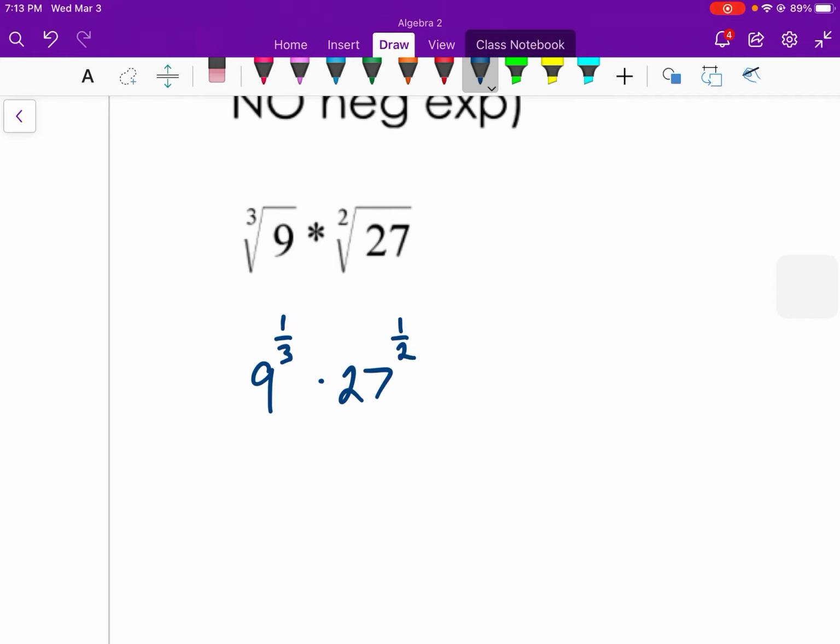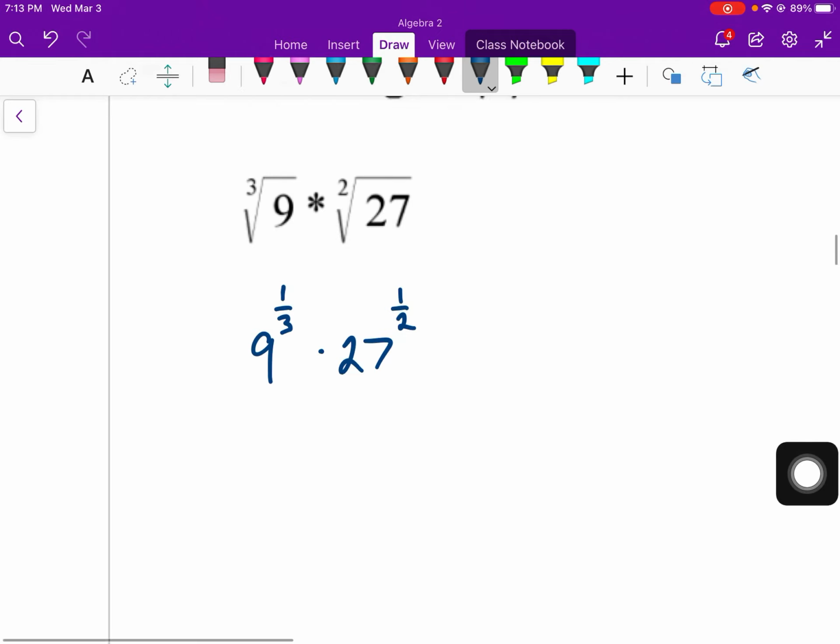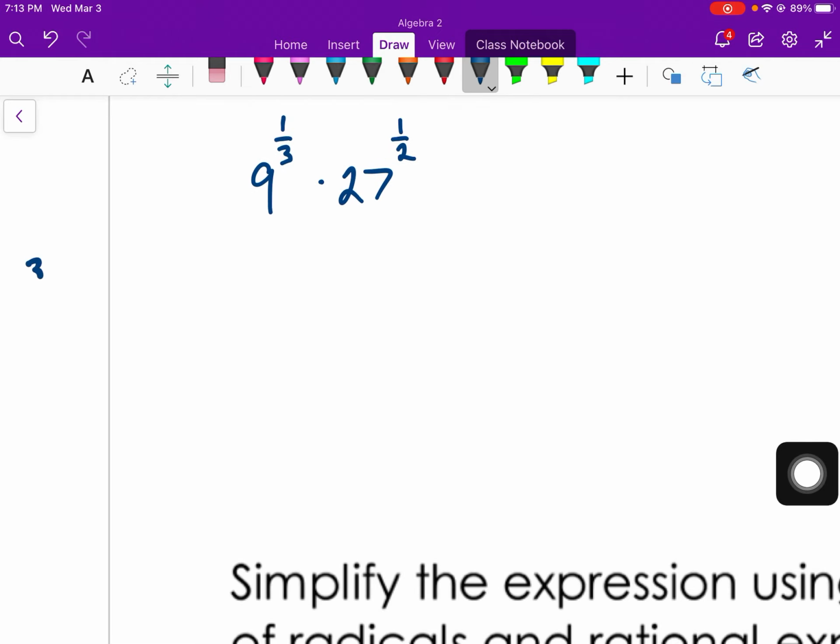Now what we can do is we can manipulate these bases to be the same. 9 can be rewritten as 3 squared, because 3 squared is 9. So if I rewrite that with this third power, that'd be 3 to the 2/3 power.